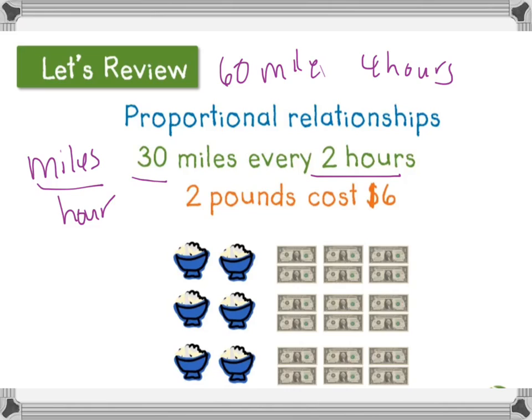So if it's 30 miles every 2 hours, I could also say it's 15 miles for every 1 hour. Okay, so the unit rate would be 15 miles per hour. Or we write that as 15 miles per hour.